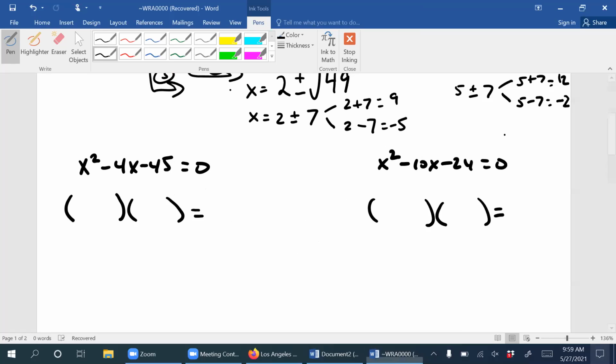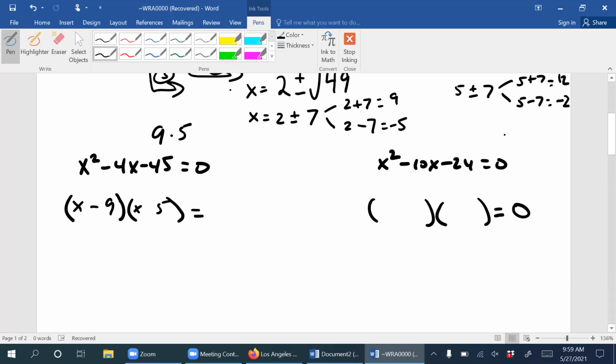Let's subtract that to become 10. So would you be okay? 9 and 5 multiply to become 45. And does 9 and 5 subtract out to become 4? Yeah. So we have x and x. We have 9 and 5.